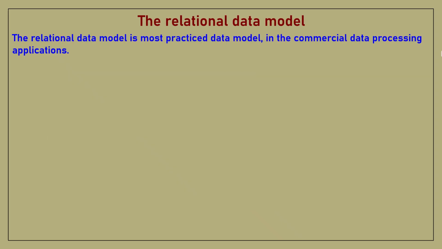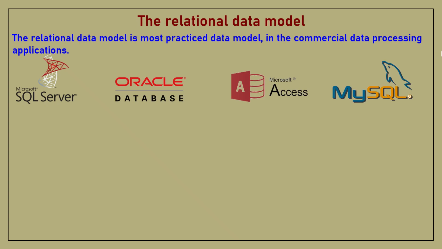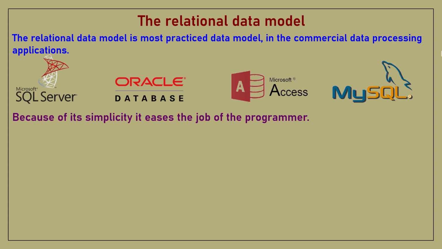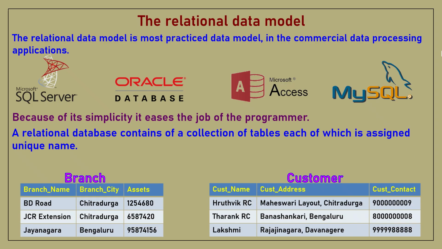The relational data model is the most practiced data model in commercial data processing applications, such as MS SQL Server, Oracle, MS Access, MySQL, etc. Because of its simplicity, it eases the job of the programmer. A relational database consists of a collection of tables, each of which is assigned a unique name. You can observe in the below example that each table is assigned a name.